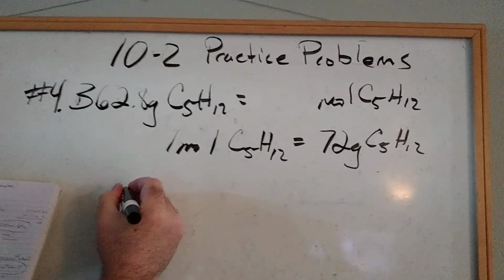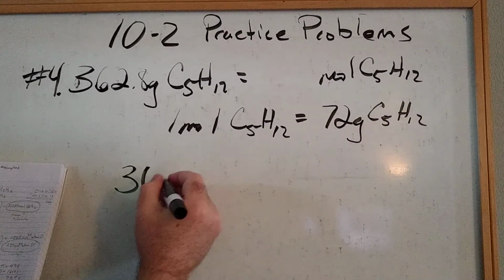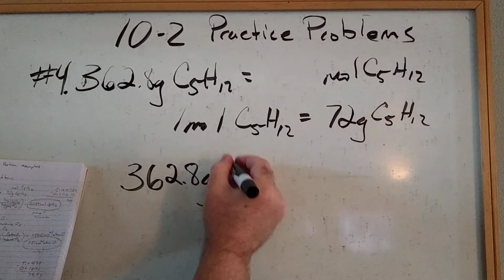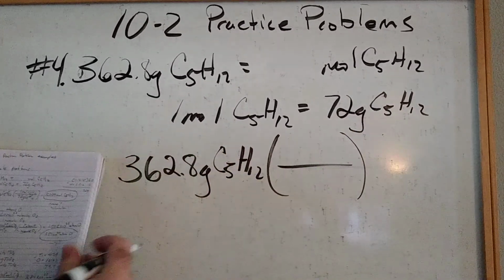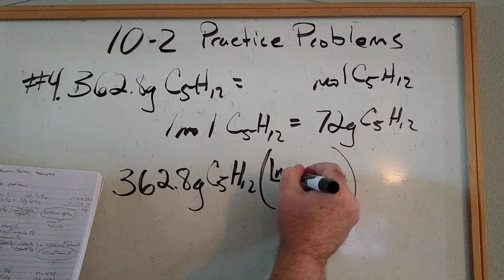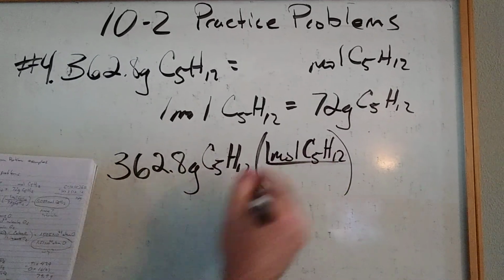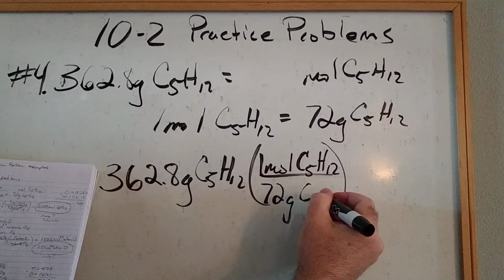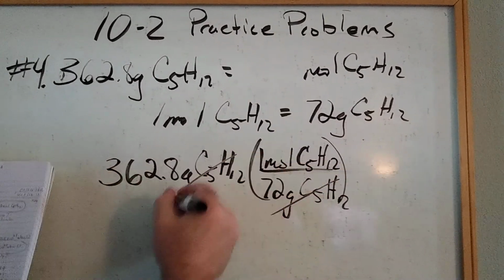We then plug this into our dimensional analysis process. 362.8 grams C5H12. Do our conversion factor. 1 mole C5H12 is 72 grams C5H12. Again, cancel things out.